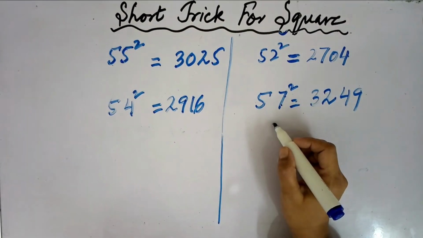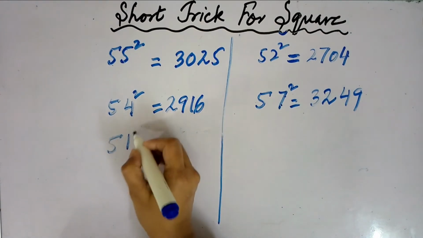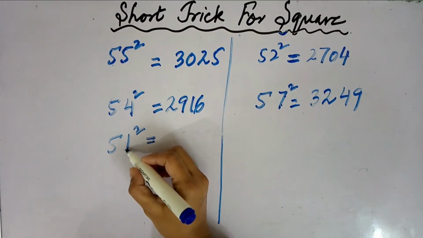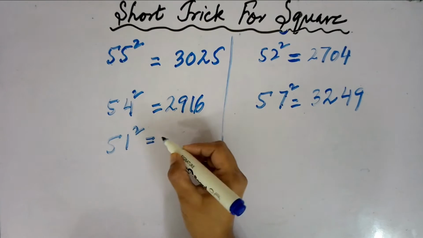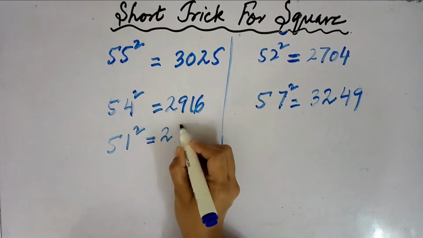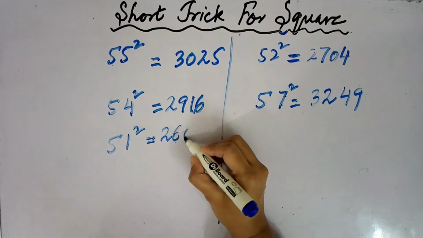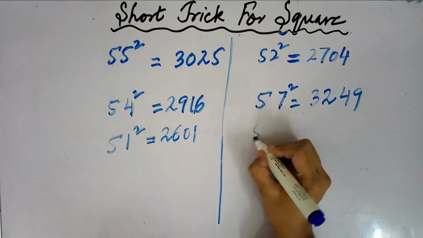After 57 square, we are going to find out 51 square. What would it be? Here, this is 1 more than 50. So what will we do? We will add 1 in 25. That would be 26, because 25 is our reference point, and 01, 1 1s are 1.